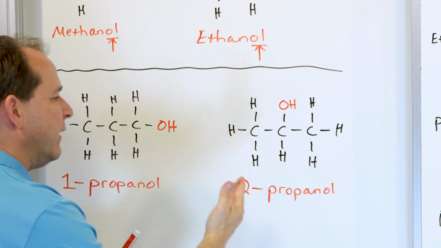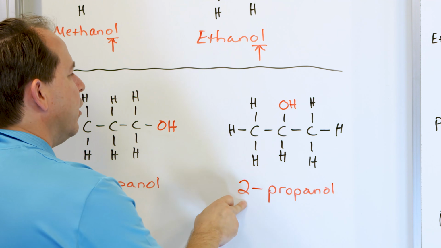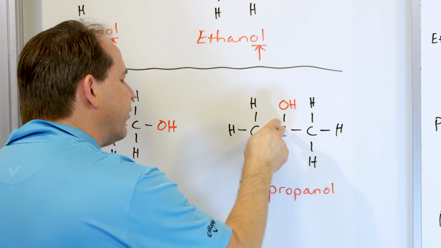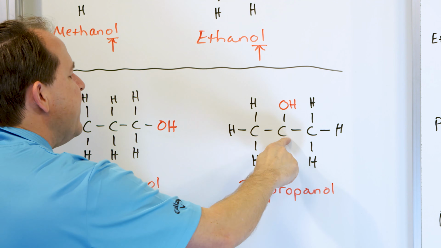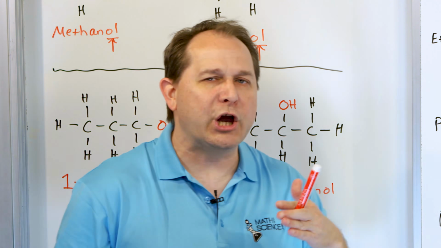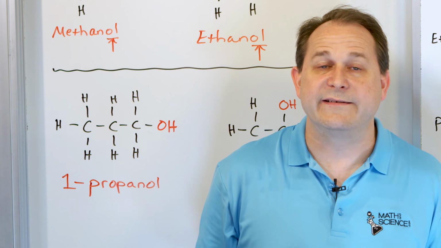And that tells us that it's still propanol, but the alcohol group is connected to the center carbon, which is the number 2 in the chain. So you number the carbons in the chain, and this would be the number 2. Now, I'm not going to go beyond this because this is just an introductory lesson.